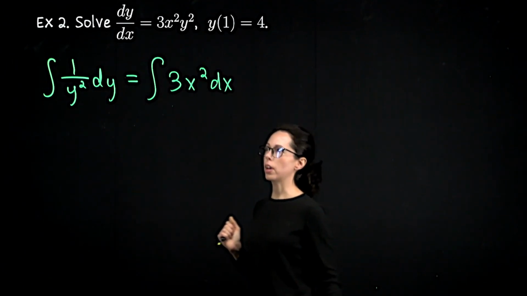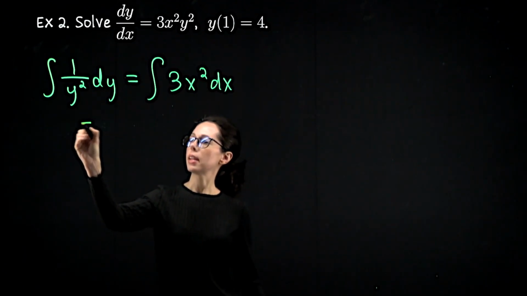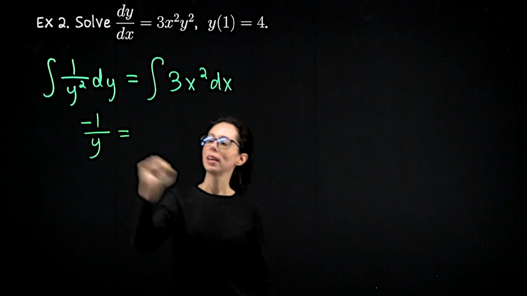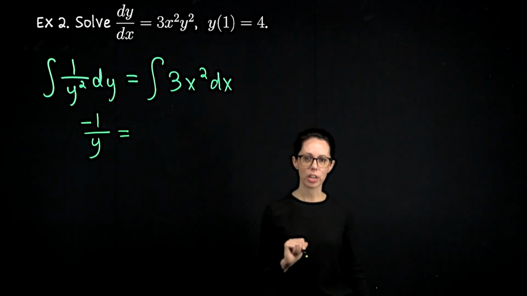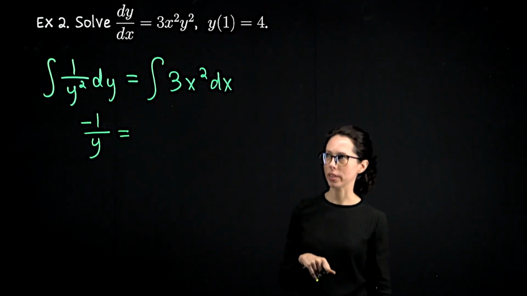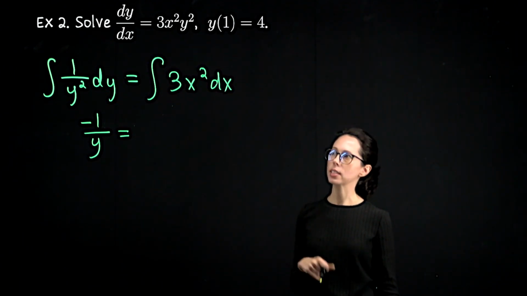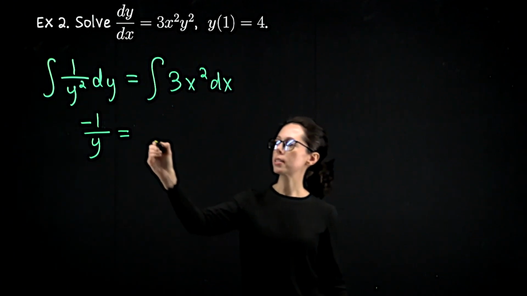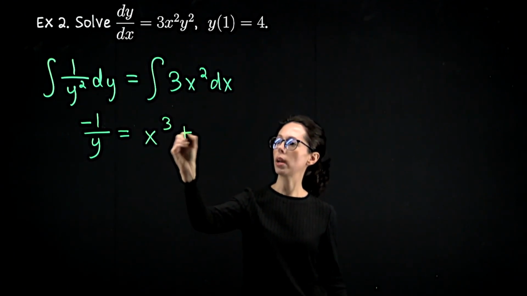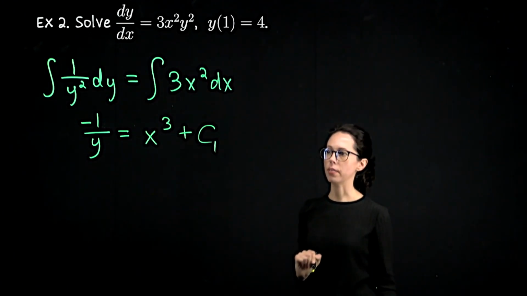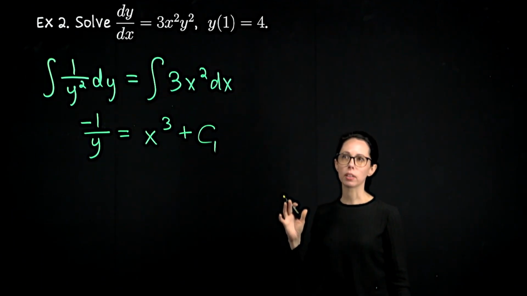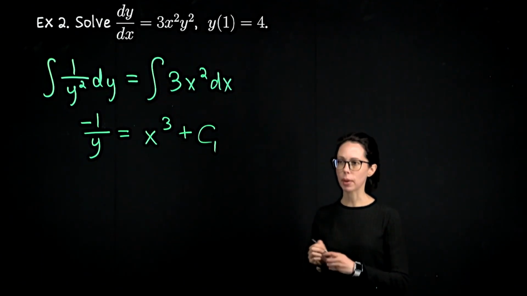The antiderivative of 1 over y squared is negative 1 over y. This time I'm not going to bother with the constant of integration on the left-hand side because it will just absorb everything into the right-hand side. The antiderivative on the right is x cubed plus our first constant, so I'm going to write c1. And any modifications we make to that, we'll just rename that constant by changing the subscript.